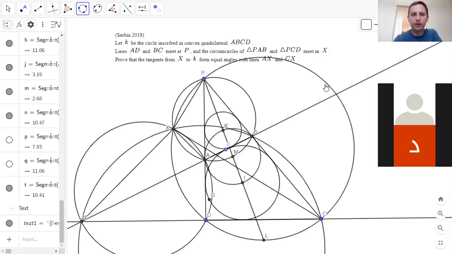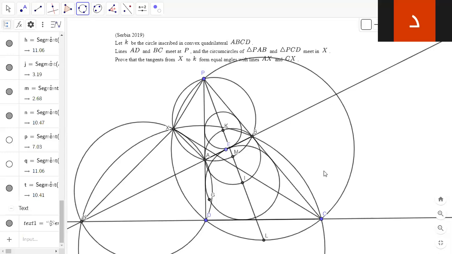So wait, we want to show that I is on the bisector of PXN, and we know it's on the bisectors of all three of these angles. Wow, this is tricky. It's almost like I want to show I is the X center of a different triangle.